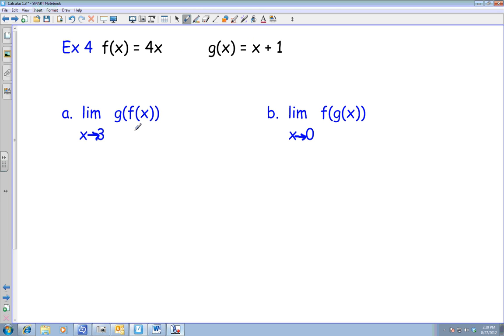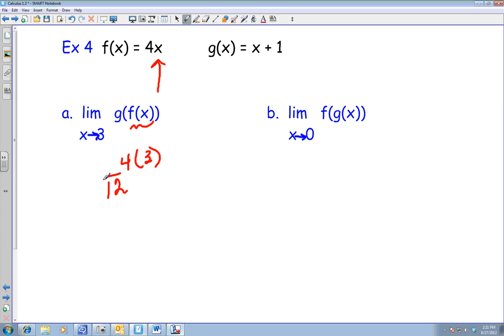So here's what we're going to do. We always start with the inside function. So I'm going to pretend like this g is not even there, and I'm going to find the limit as x approaches 3 of f of x. So I'm going to go up to my f of x equation. To find the limit of this, I'm going to use direct substitution. So I'm substituting my 3. So that part of my problem is 12.